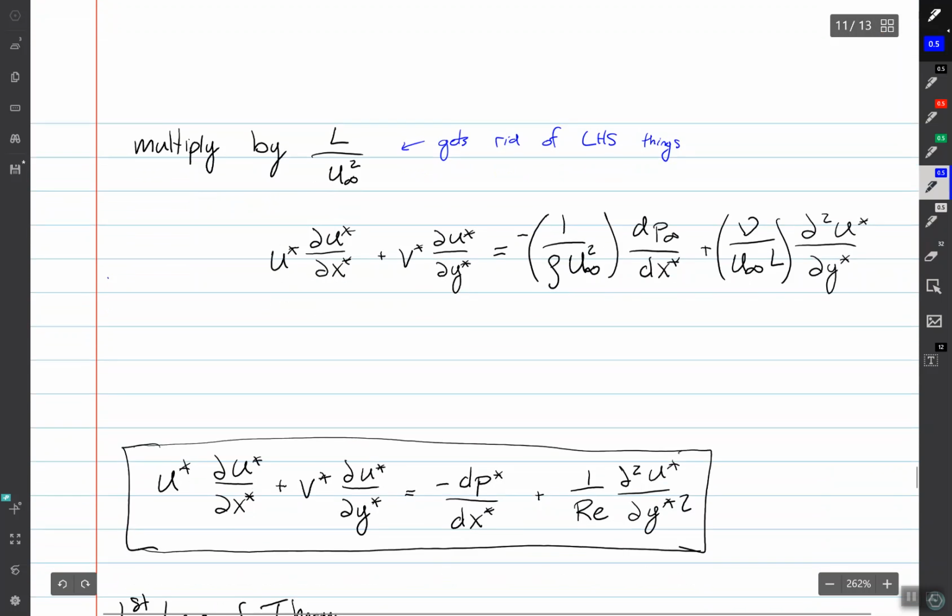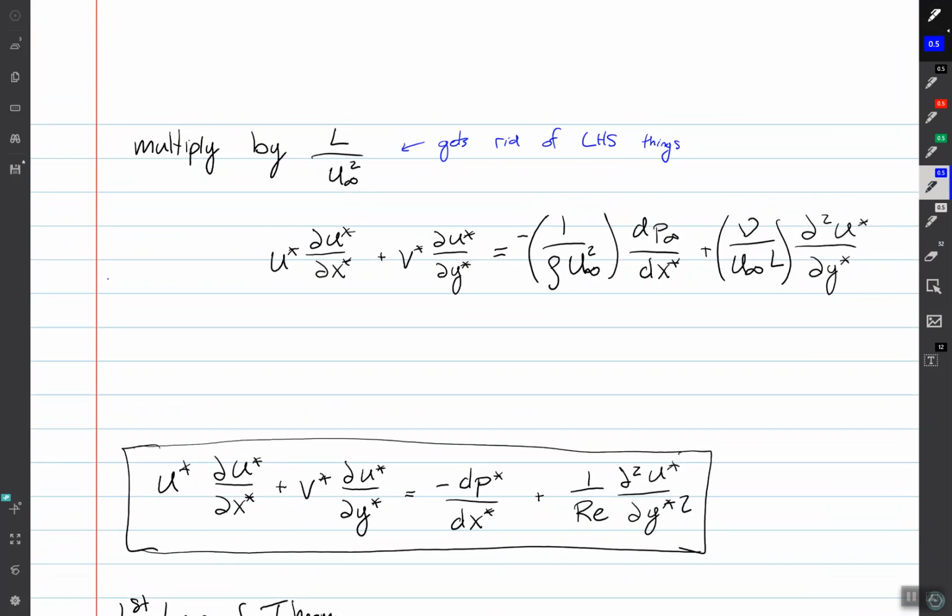Right, we come to this equation here. So now our left-hand side is just u star, x star, y star, v star. Our right-hand side still has groupings of variables, but it has two kind of important groupings of variables. So this guy here, this guy here, right, u L over nu. This is nu. This is 1 over the Reynolds number.